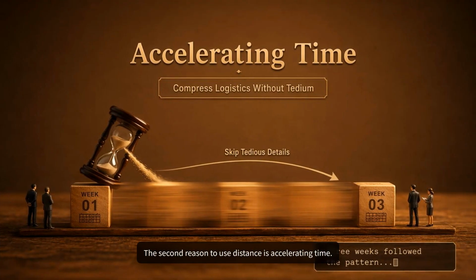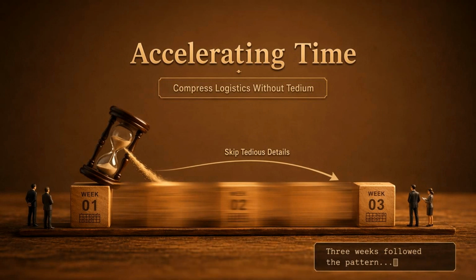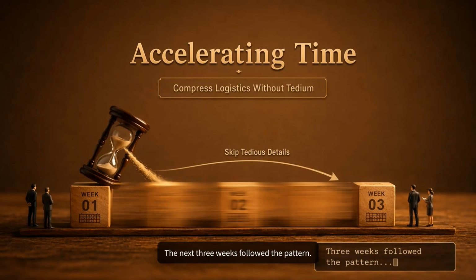The second reason to use distance is accelerating time. Distance lets you summarize periods where intimacy would simply bore the reader. It moves you between significant scenes and covers logistics without tedium. Here's how that looks. The next 3 weeks followed the pattern. Early mornings at the site, afternoons reviewing permits, evenings trying to charm board members who had already made up their minds. By mid-October, Sarah knew she had lost. Living inside 3 weeks of meetings would be punishing. Distance compresses time while keeping the story moving forward.